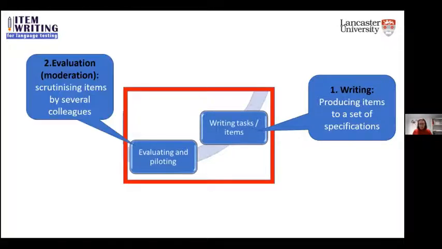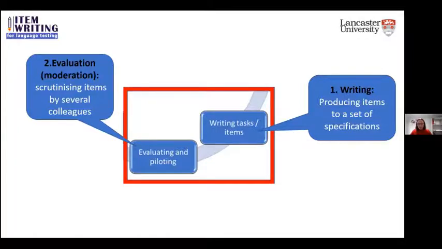The next step is evaluating items. Sometimes it's also called moderating items or quality reviewing items, which is scrutinizing items by several item writers who did not write the items. Ideally, or minimum, 2 other people should scrutinize the items besides the item writer who produced them. And the next step after that, and only after that, items should be piloted, or trialed, on students or on people who are similar to the test taker population.